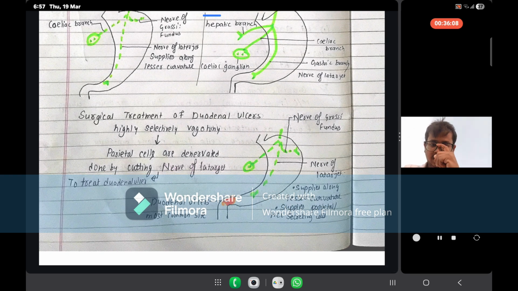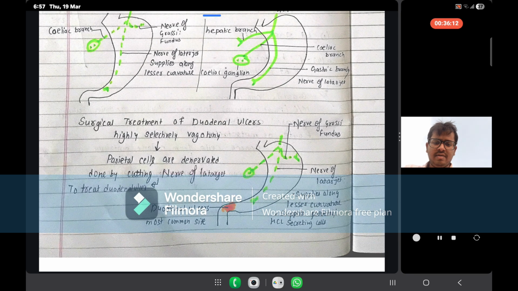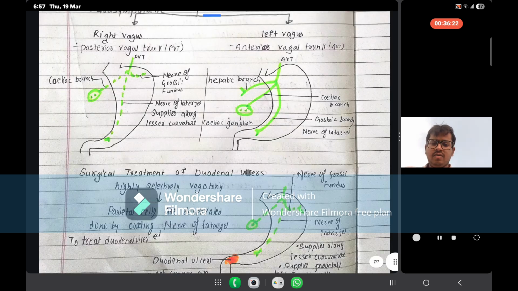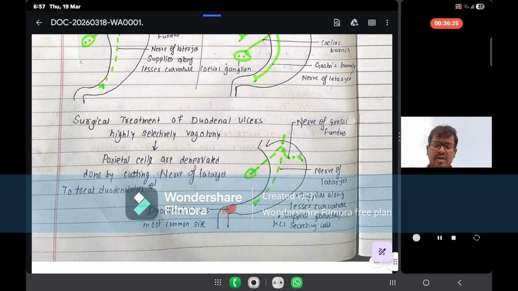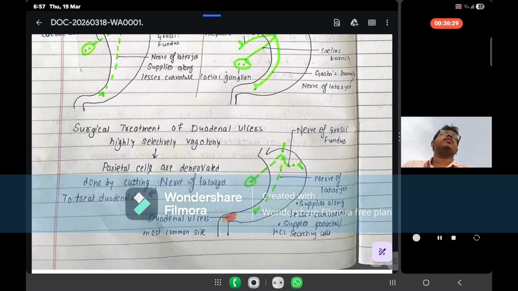Duodenal ulcer, the most common site. So the nerve of the gastric fundus. We are having three things, that is the nerve of Latarjet and the nerve of the gastric fundus, and here this goes to the celiac branch. Okay, you understand that here it goes to the celiac branch. So we have seen that to treat duodenal ulcer, we cut the nerve. In an MCQ question, which nerve has been cut? We say the nerve of Latarjet.